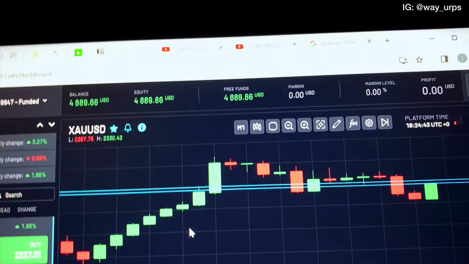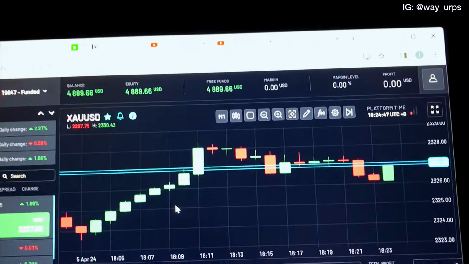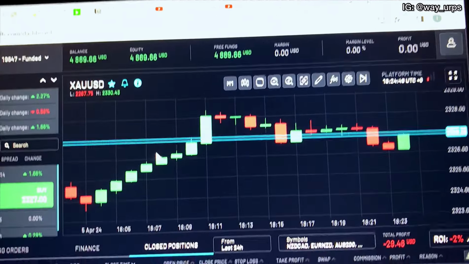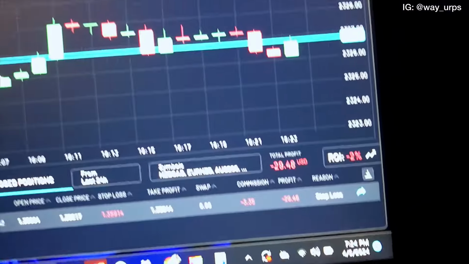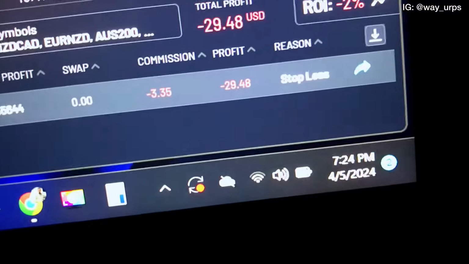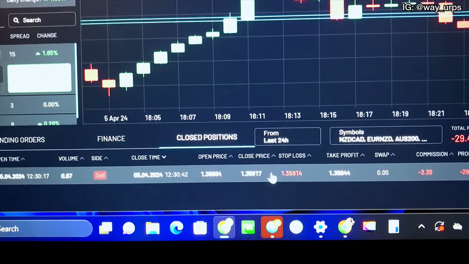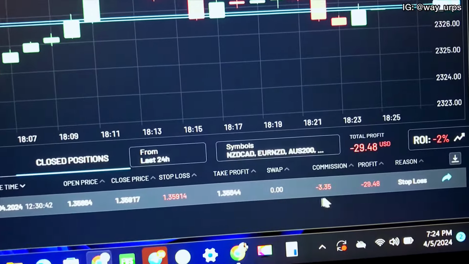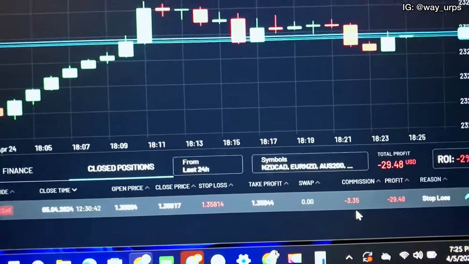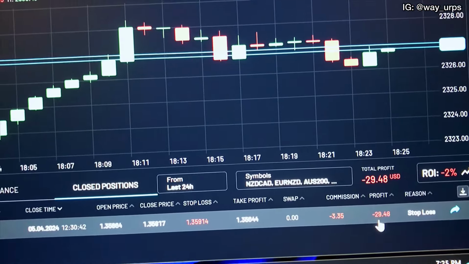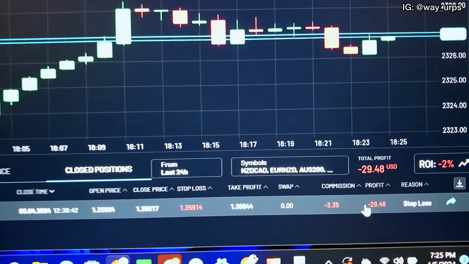Peace. So guys, y'all remember that USD CAD trade, the order I opened. I remember vividly that I closed that order. But I just came to my chart now, it's about 7 o'clock in the evening, and opened my trading account and saw that this order did not close. It still stayed, and today it got triggered and it was a loss.